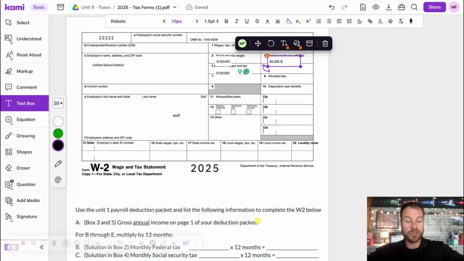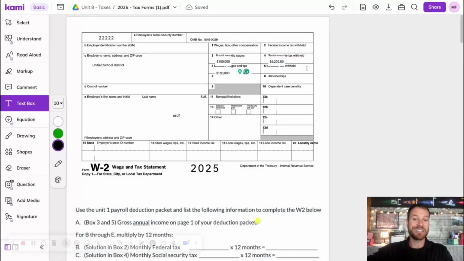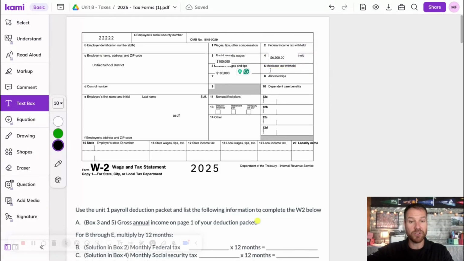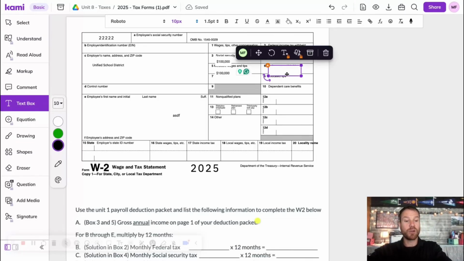Do note that your employer is the one that fills this out. It is not you, but I give students this activity so that they learn how to do it. So when they get their W-2, they know how to read it. Down below is the Medicare tax that's withheld, and that comes in at 1.45%. We'll assume my employer withheld the exact amount, which is $1,450 in this person's example.